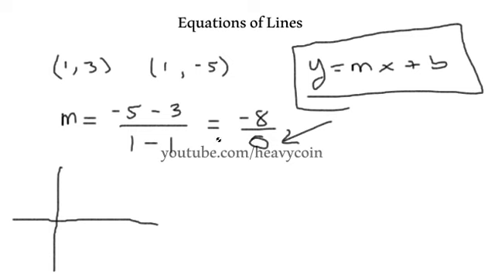Okay? Let's plot both these points. So let's say (1, 3) is here. Okay? And this is going to be (1, negative 5), which is down here. Okay, so this is a vertical line passing through both these points. So this is going to end up being x is equal to 1.